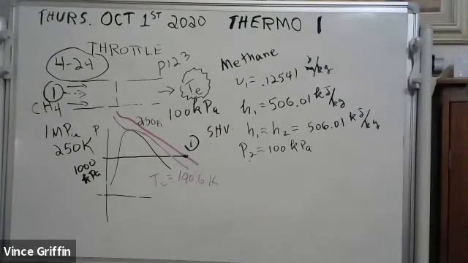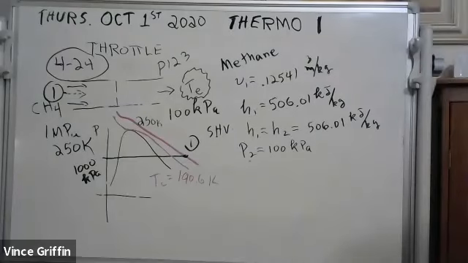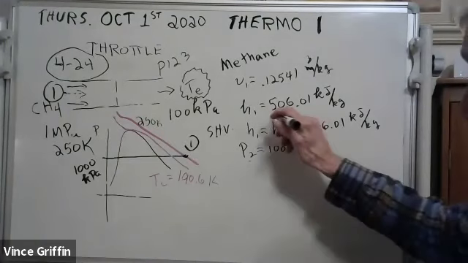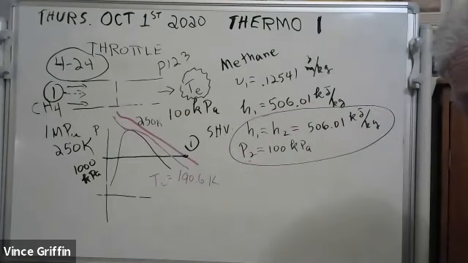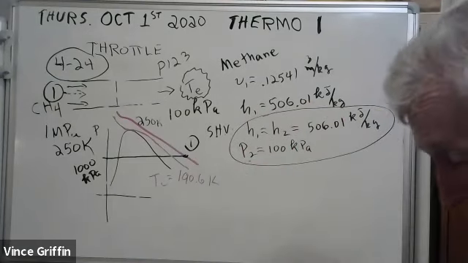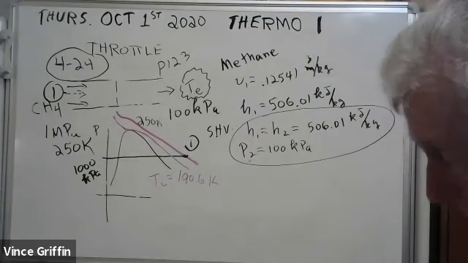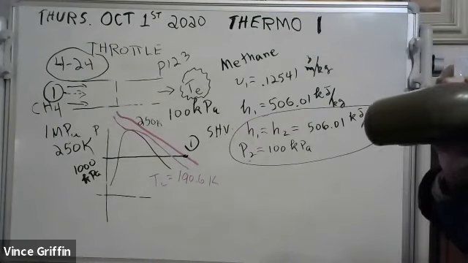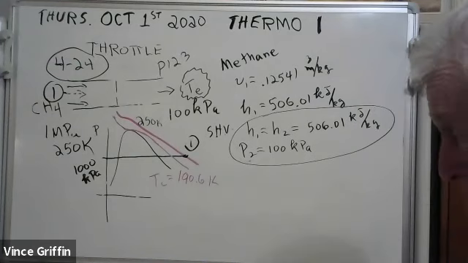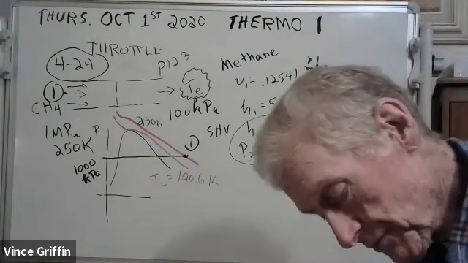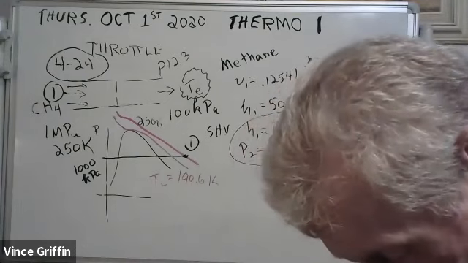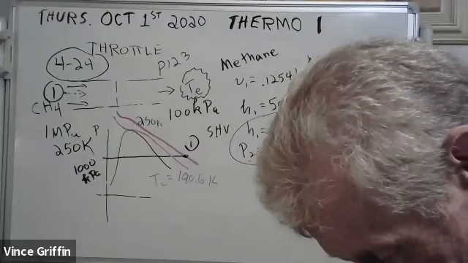What are we supposed to do now? Let's see. We were going to interpolate. Oh yeah, that's what we're going to do. Now here's the stuff we know. We know H2 and P2. So help me find the 100 kilopascal. And then what we want is 506. And I tell you what, it's there. We just have to interpolate.